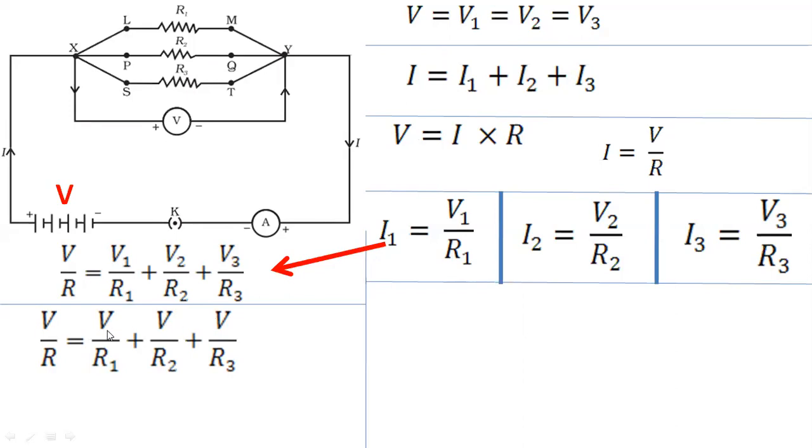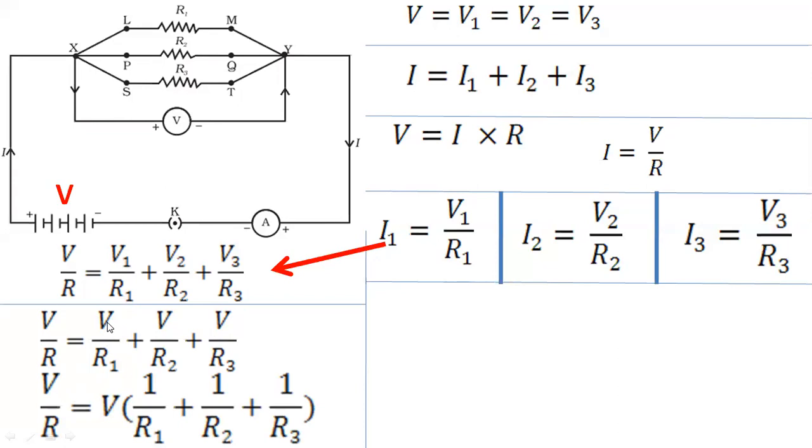But you can see on the right hand side, all these V, V and V, we can take common outside the bracket. So let us take it common. I have taken all the V's outside, and inside what is remaining? 1 by R1 plus 1 by R2 plus 1 by R3.